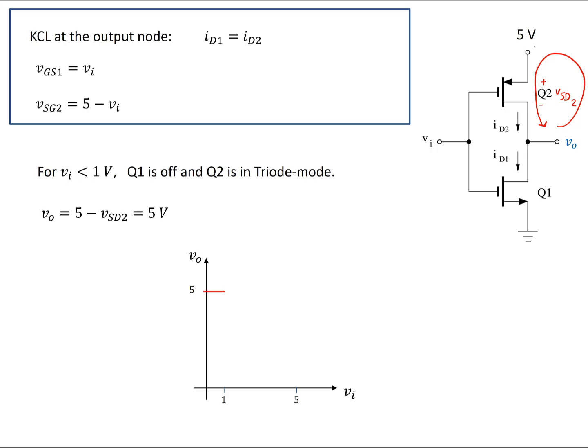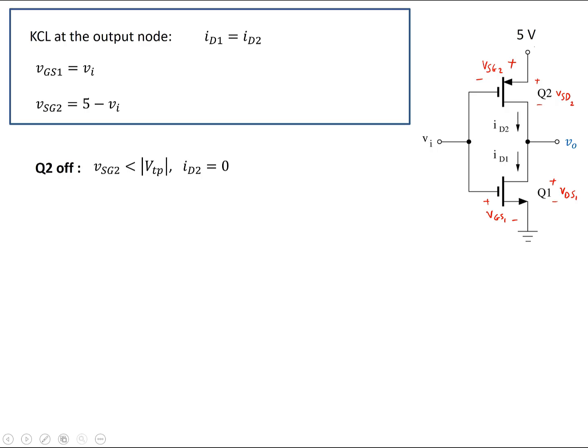The below graph shows part of my transfer function for this CMOS circuit. I'm going to solve the rest of the circuit to complete this graph. Now we would like to find out for what values of VI Q2 is going to be off, what is the state of Q1 in that case, and what is the value of the output.